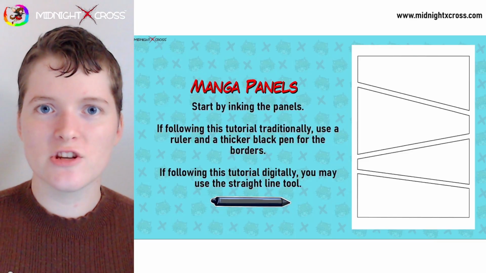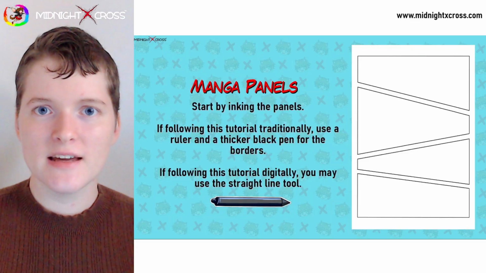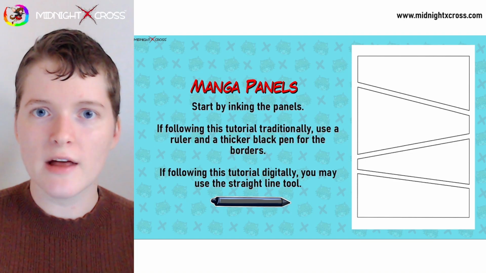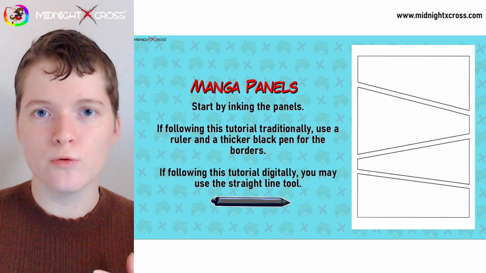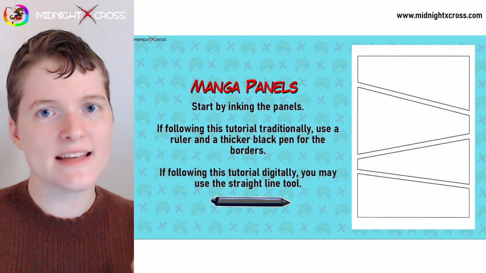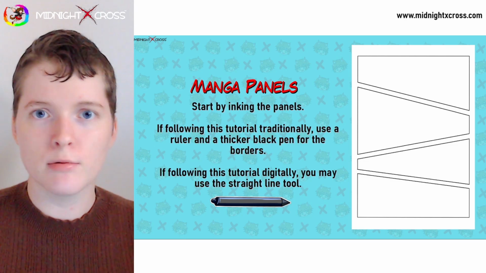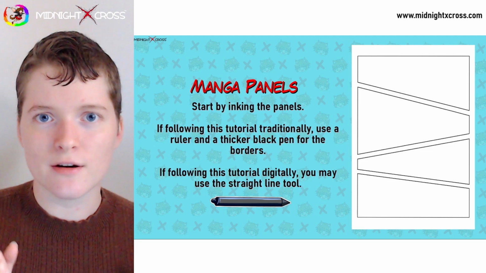So the first thing you want to do is ink your manga panels. Digitally, use a straight line tool and ink in the borders in a slightly larger size than you would for the rest of the inking. And do the same traditionally. Use a slightly thicker black pen in order to ink the borders of your manga panels.